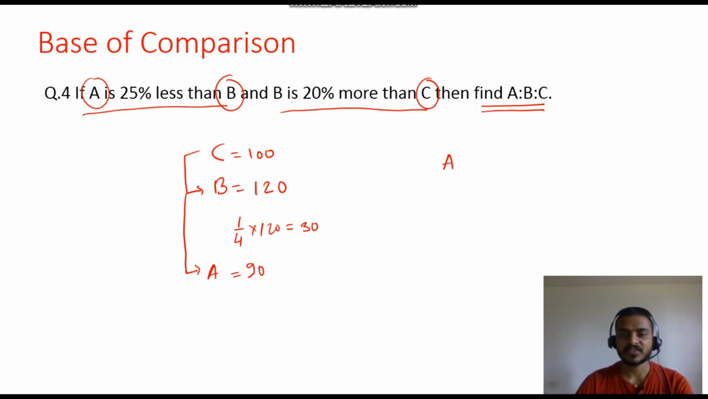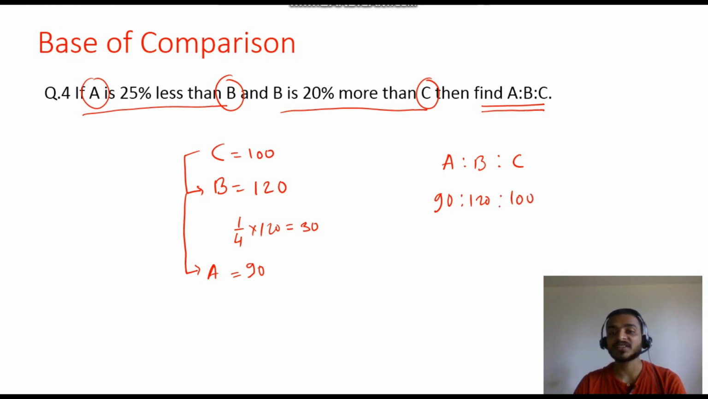So A is to B is to C. The numbers are 90, 120 and 100. So for ratio we have to reduce them to the least possible numbers. If you reduce them, it becomes 9 is to 12 is to 10. So that's the answer of A is to B is to C. So I hope we have understood the basics of base of comparison.